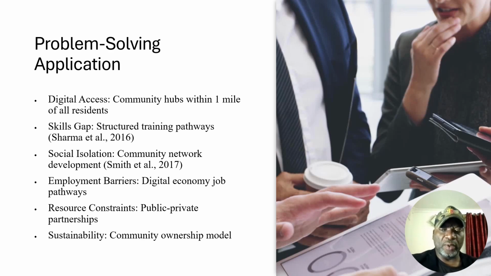So that leads us to finding an application, something that will work in order to solve this problem, which we call a problem-solving application. And I'll start by saying that it would be pertinent for us to be shown how this will work in practice. Our community hubs will be located within 1 mile of all residents, making them truly accessible. And through that, we'll be addressing skill gaps through structured training pathways and breaking down employment barriers through direct connections to digital economic jobs.